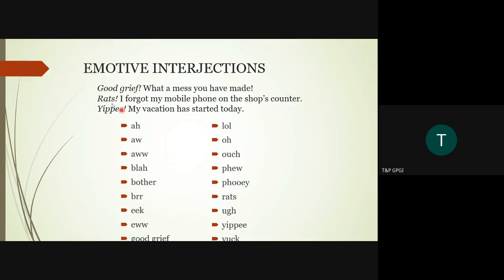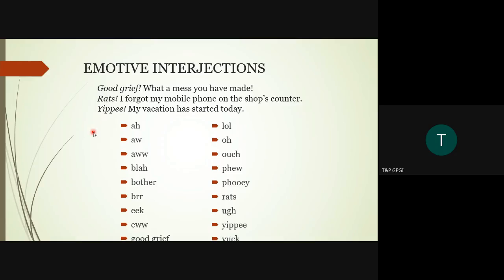Okay, so for example, good grief, what a mess you have made, good grief. Like it's like what have you done, it's a surprise, a negative surprise emotion. Okay, or rats, I forgot my mobile on the shop's counter. Like it's like the stronger word, but you don't use that word, because that's a word I can't say.